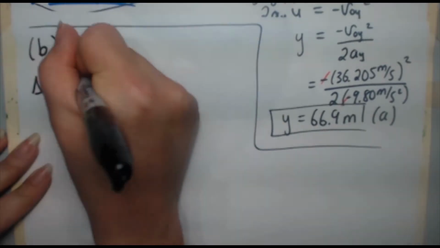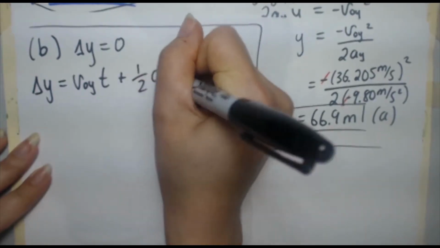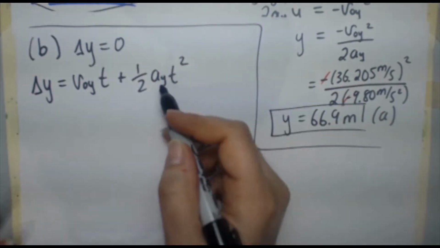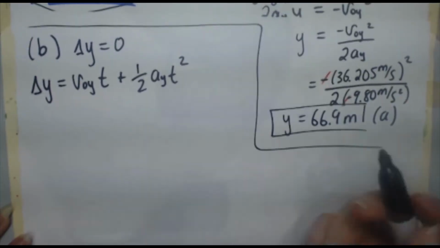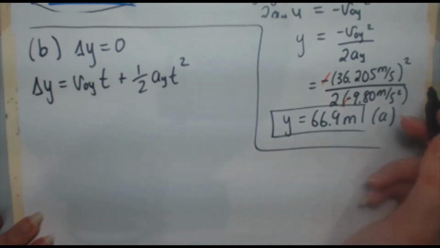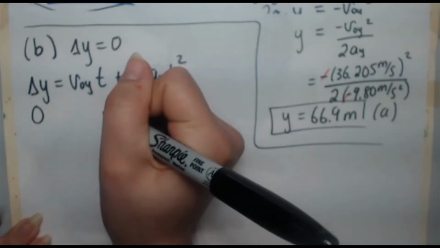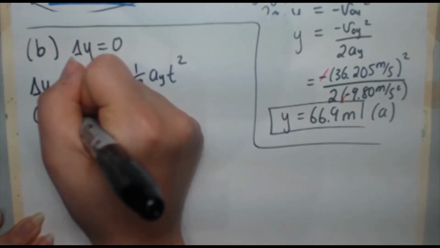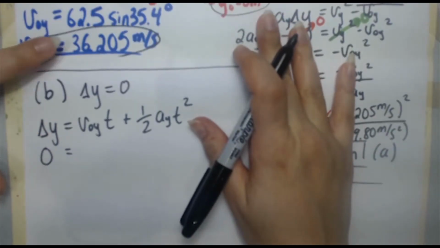Delta y is equal to v naught y t plus 1/2 acceleration y t squared. We know acceleration in the y direction. We know v naught y. Delta y is 0. We just have to solve for t. It's as simple as that. Okay, so let's start plugging in some values here. So 0 for delta y. V naught y we calculated, remember, it was this number in blue, 36.205.